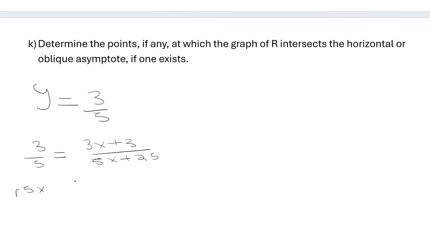This is not writing very well. Let me erase that. I don't know what's going on with the pen. It's kind of like losing connection.